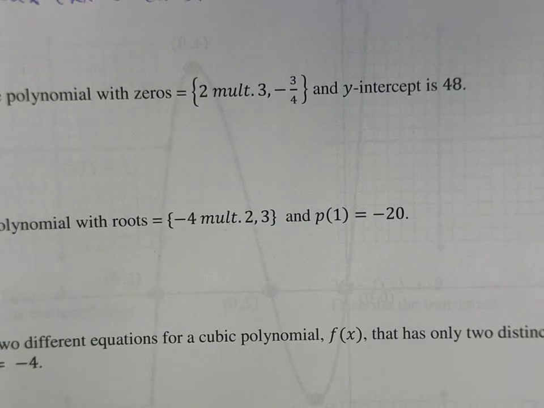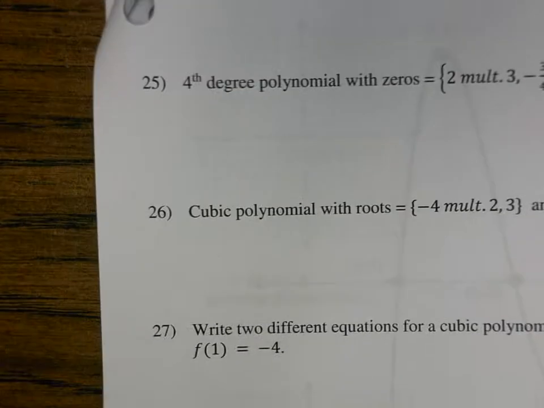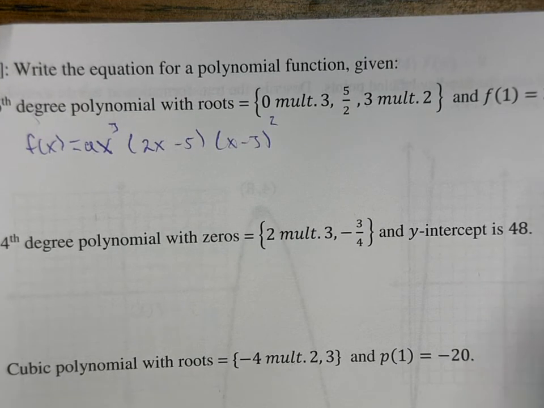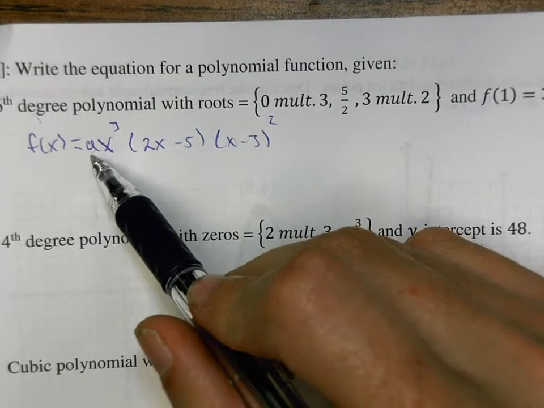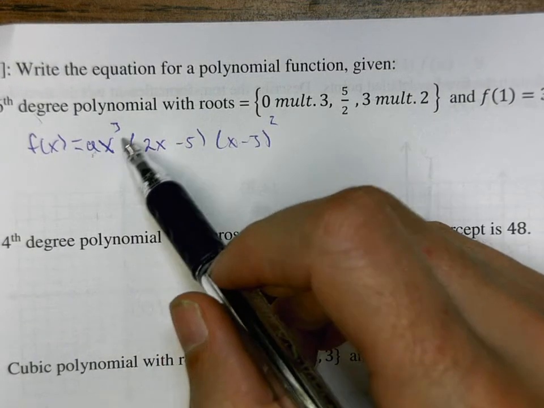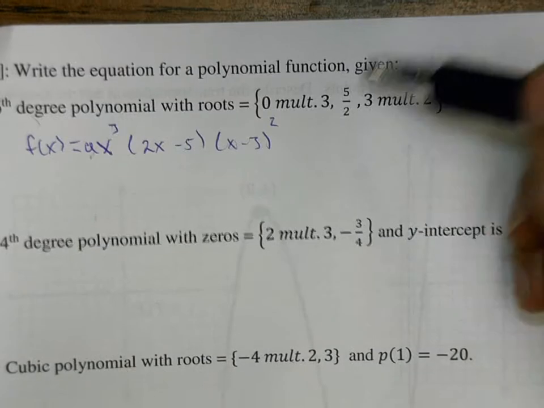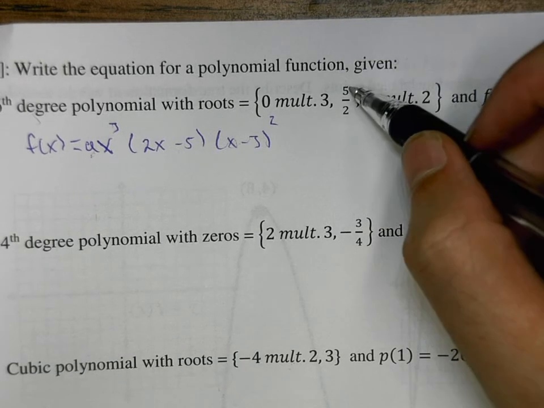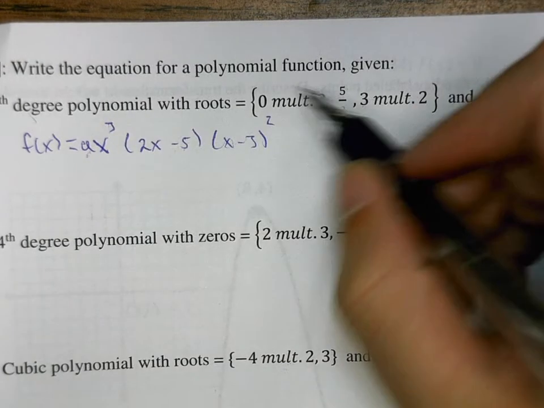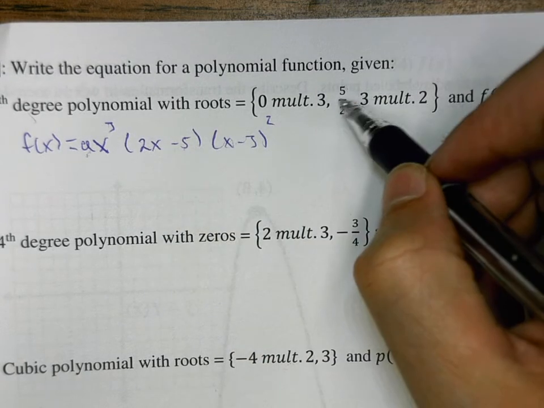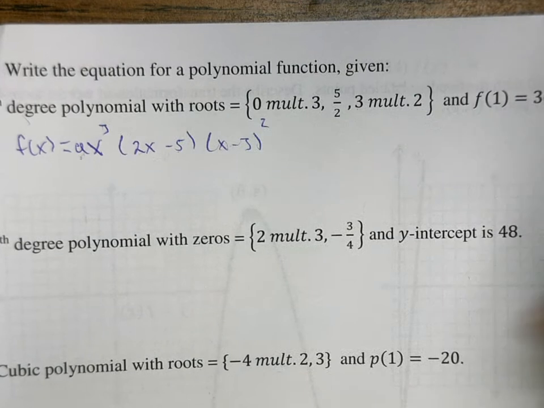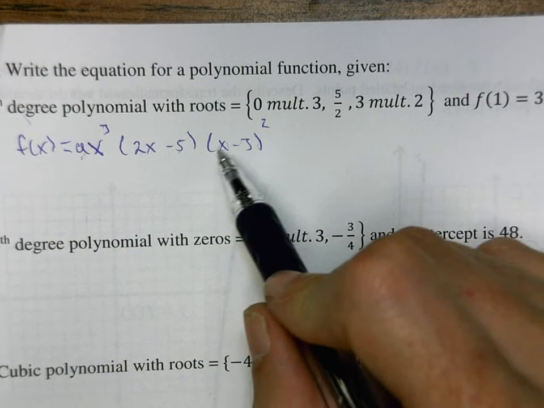Oh my goodness, I skipped all that. Let me show it again. A goes in front always. 0 multiplicity 3, so x to the third. For the halves function, I know it's got to be a minus because that's a positive root. And the top number goes on the right, the bottom number goes in front of x because you had to divide 2 by 2 to get your 5. And then x minus 3 squared because it's 3 multiplicity 2.